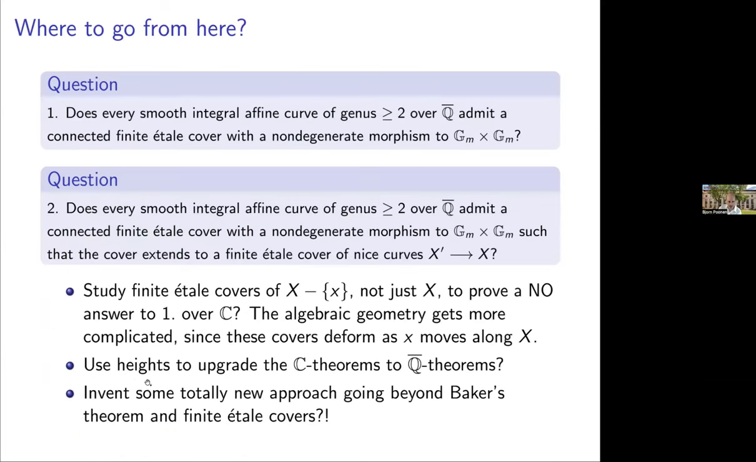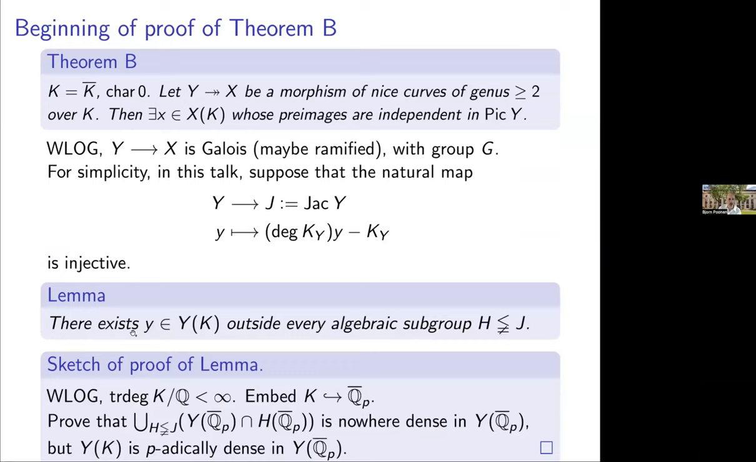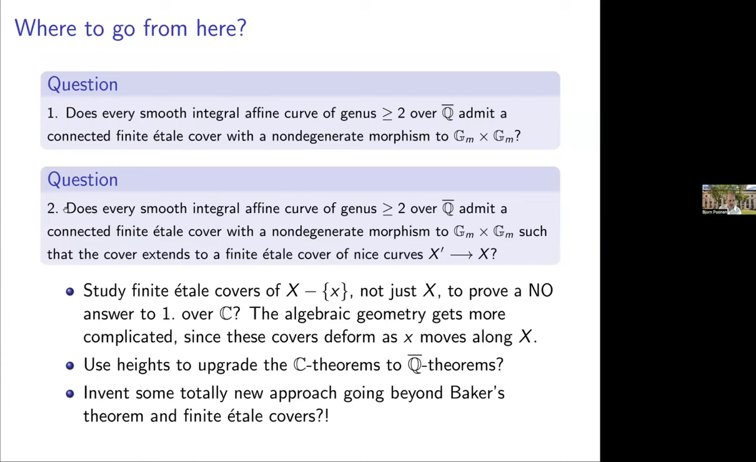If that's true, then that would give a uniform proof of this. But ideally you want to do this not just for one Y over X. For proving theorem A double prime, you'd want to take a union of this, so you'd want a height bound that was uniform over all the finite étale covers Y of X, in order to get the negative answer for question two itself, and not just the negative answer for two over the complex numbers.